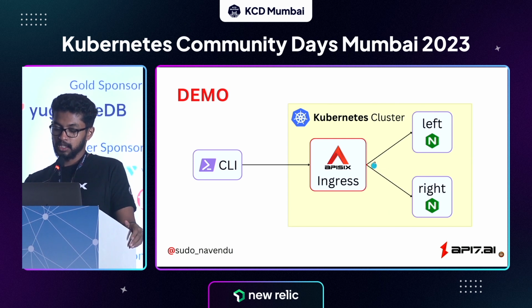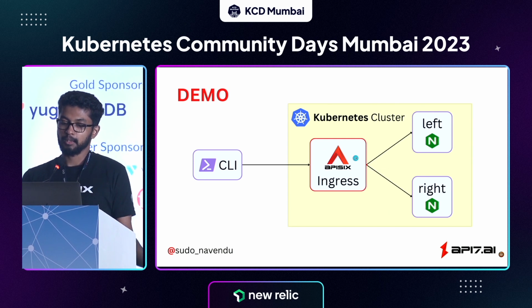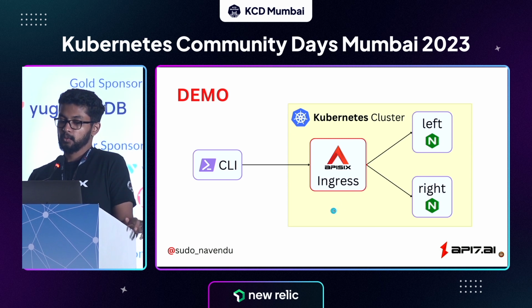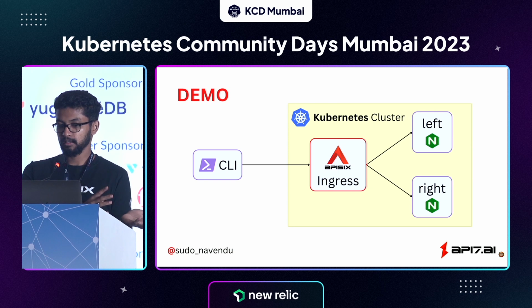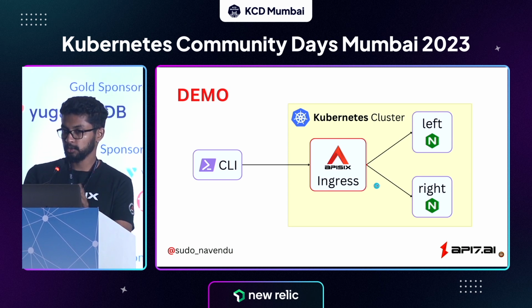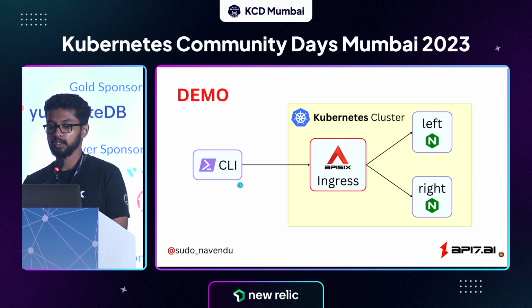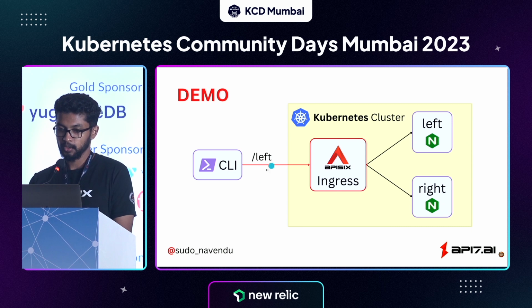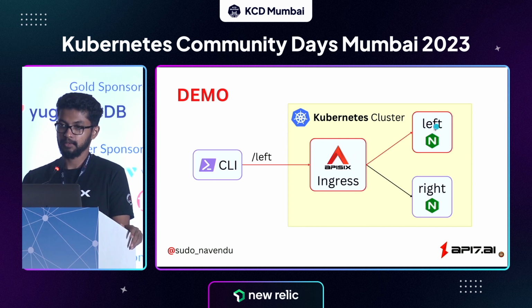And we have our Ingress, Apache APISIX. So APISIX will take the ingress you define in Kubernetes, and then hopefully it will route the request. And we'll send requests through a CLI. So if you send a request to left, APISIX is supposed to route it to the left service, and we will configure this through the ingress.